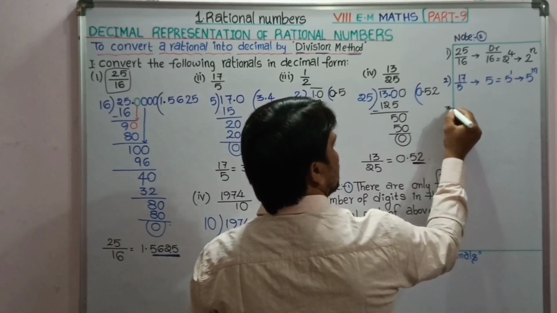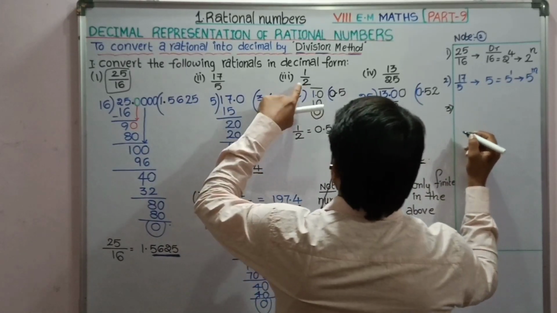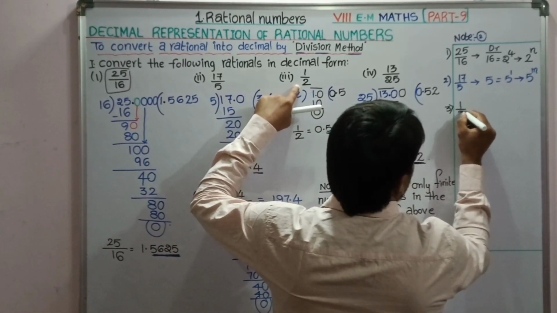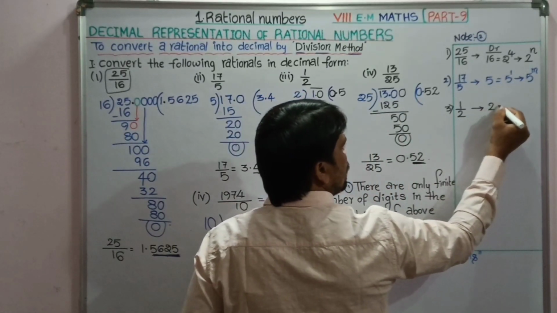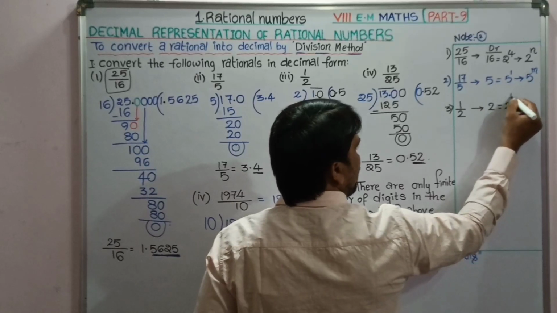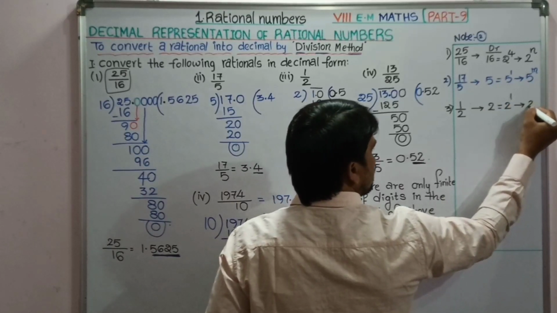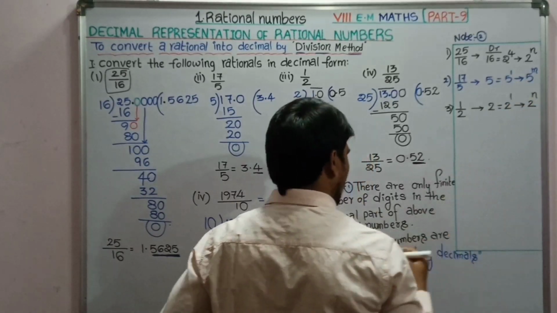And next the third one. Third rational number is 1 by 2. Denominator is 2. This can be written as 2 power 1. It is of the form 2 power n.